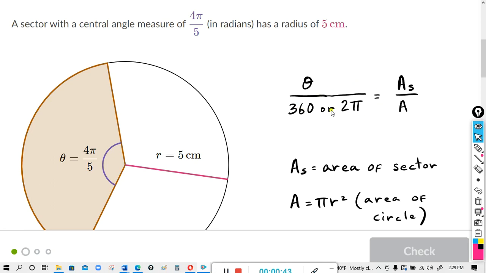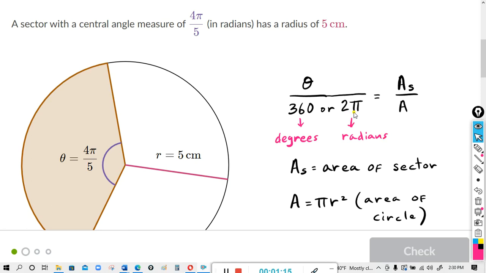So this ratio and proportion will always work for when dealing with area of a sector. Okay, so this is the central angle theta divided by 360 or 2 pi, and that equals the area of the sector divided by the area of the whole circle. So you want to use 360 in the denominator when dealing with degrees, and you want to use 2 pi when dealing with radians.